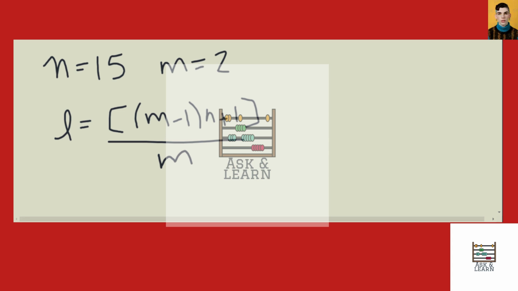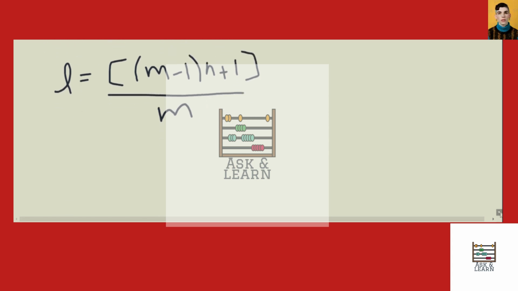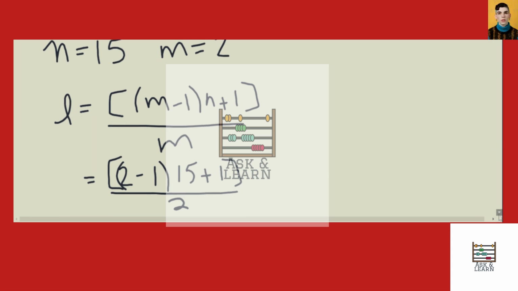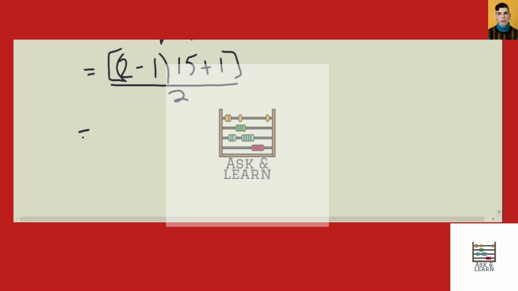So I'm going to use the formula L equals (m minus 1) times (n plus 1) over m. So we know that m is going to be 2 minus 1 times the 15 vertices plus 1 over 2. So this is going to be 2 minus 1 is 1, so 15 plus 1 over 2, which is going to be 16 over 2, which is 8. So that lets us know the last level we're going to have 8.